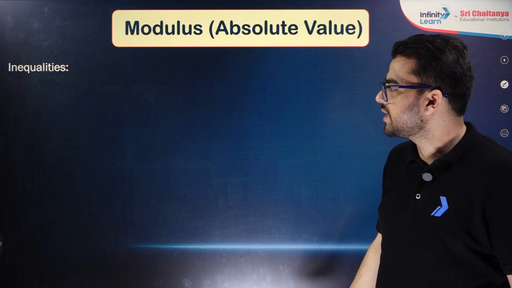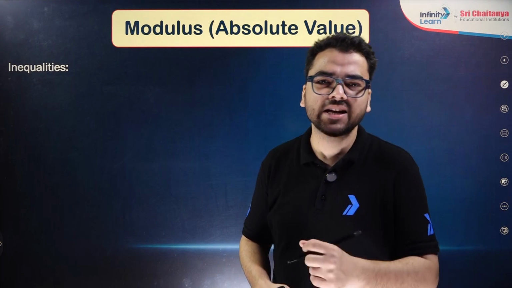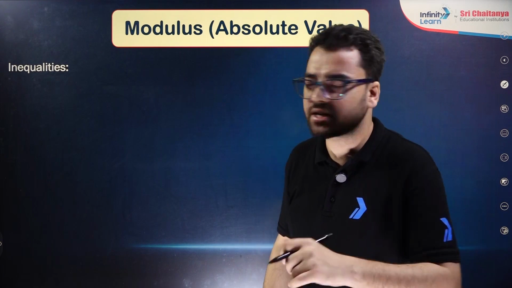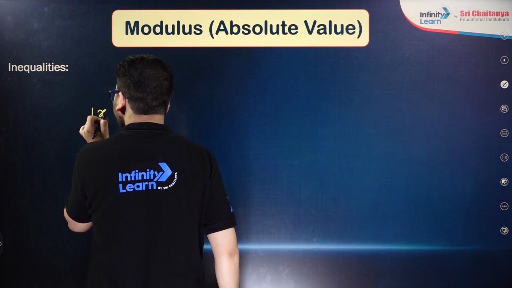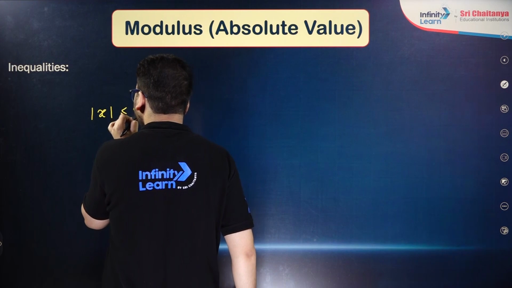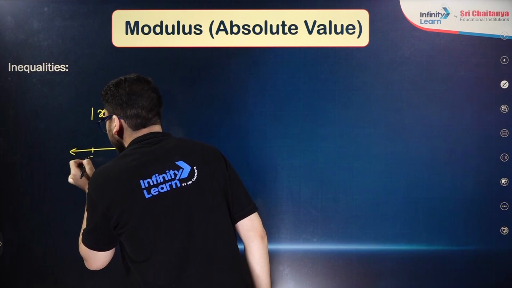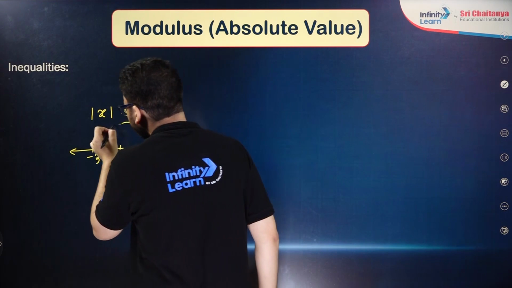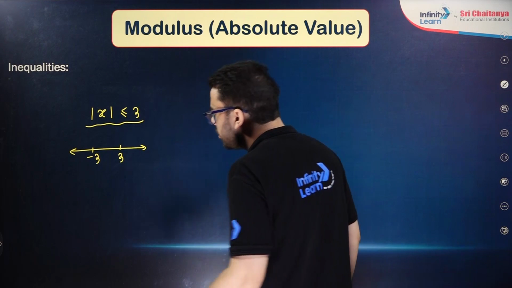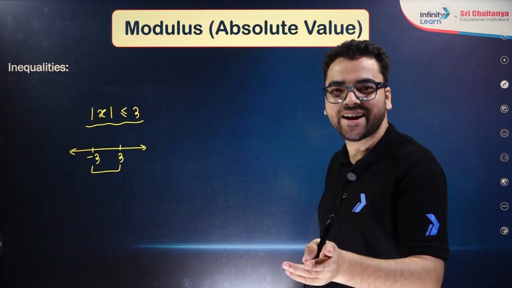Okay, it's for the same thing. Now, sometimes you get modulus inequalities as well, and that's a small thing to understand. For example, if you have modulus of x less than or equal to 3, just see on the number line, you will realize that. Suppose this is -3 and 3. So if modulus of x is less than or equal to 3, do you realize that x will be between these two? Just think that.